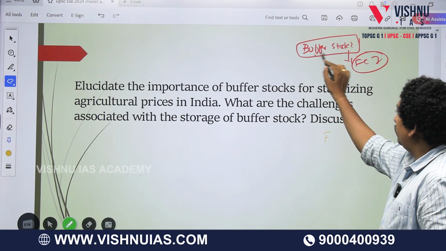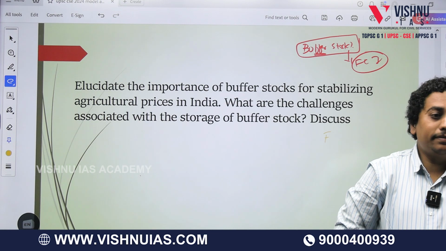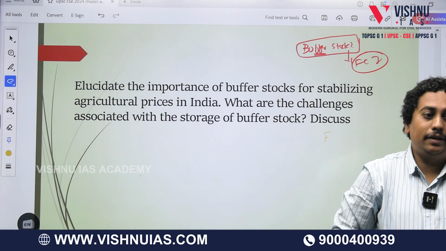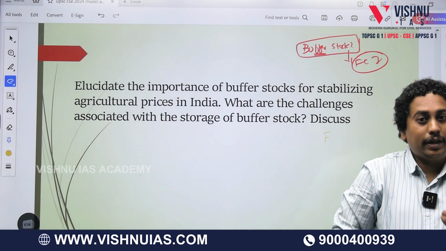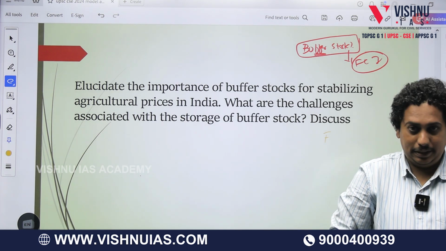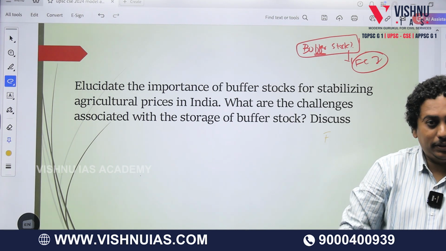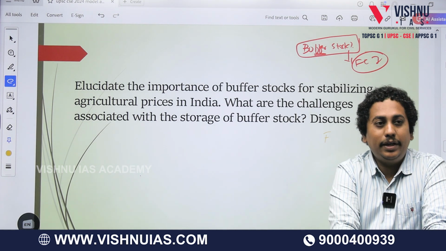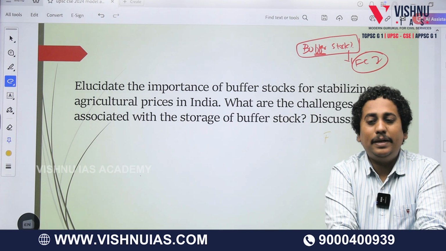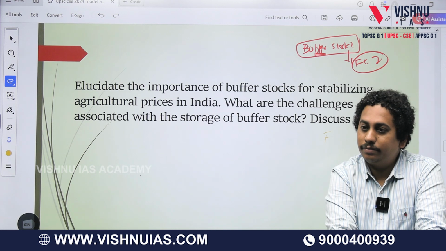Buffer stock means in case of any future disaster, any future emergency, any future risk, this particular stock can be utilized and ensure the food security. That is the primary motive. But if you look at it in a different dimension, buffer stocks are basically to store the food grains in the country.